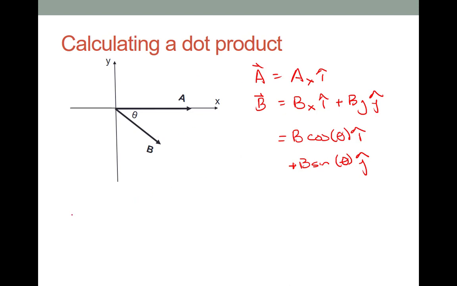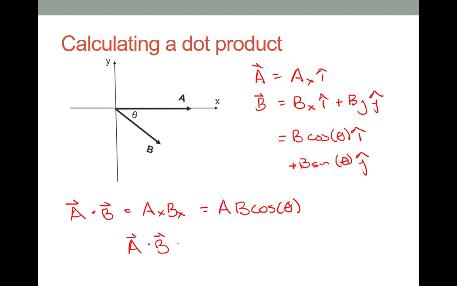Now if I take A dot B, I get AX BX, but that equals A B cosine of theta. So in general, I can write A dot B is the magnitude of A times the magnitude of B times the cosine of the angle between them.